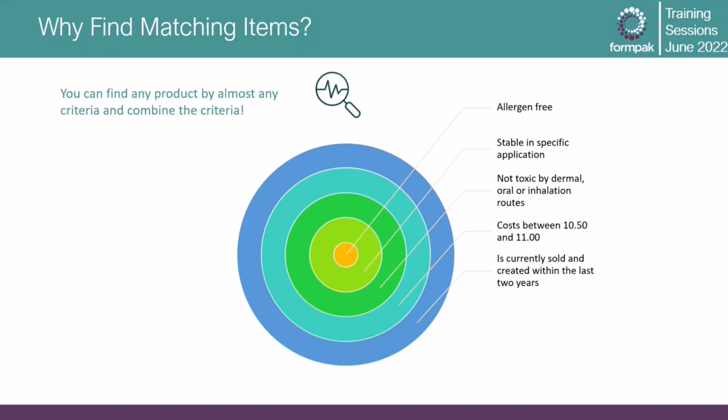As an example, you might be looking: is it currently sold and created within the last 2 years? And the cost is between 10.50 and 11, that it's not toxic by different routes, that it's stable in a particular application, and that it's allergen free. That's just an example of the kind of criteria that you might want to combine. So it's both commercial and technical criteria.